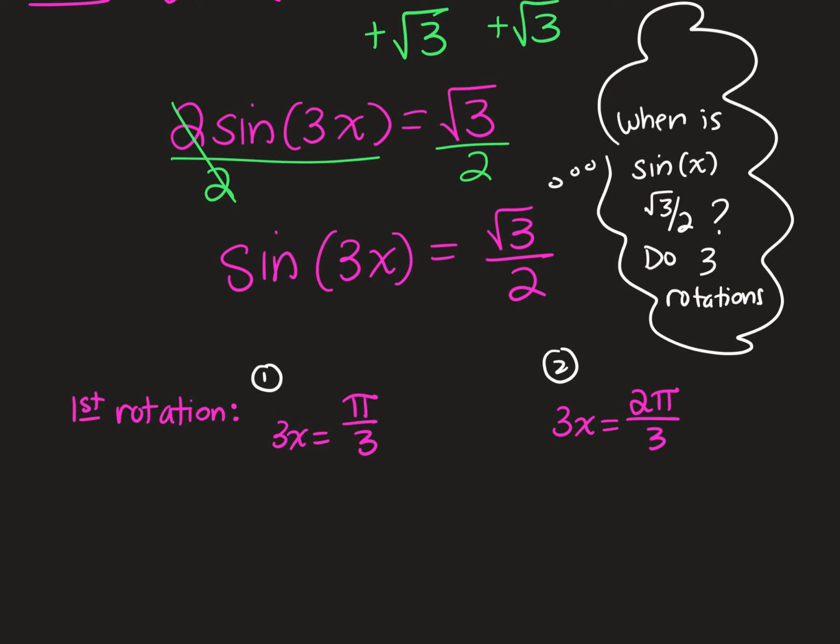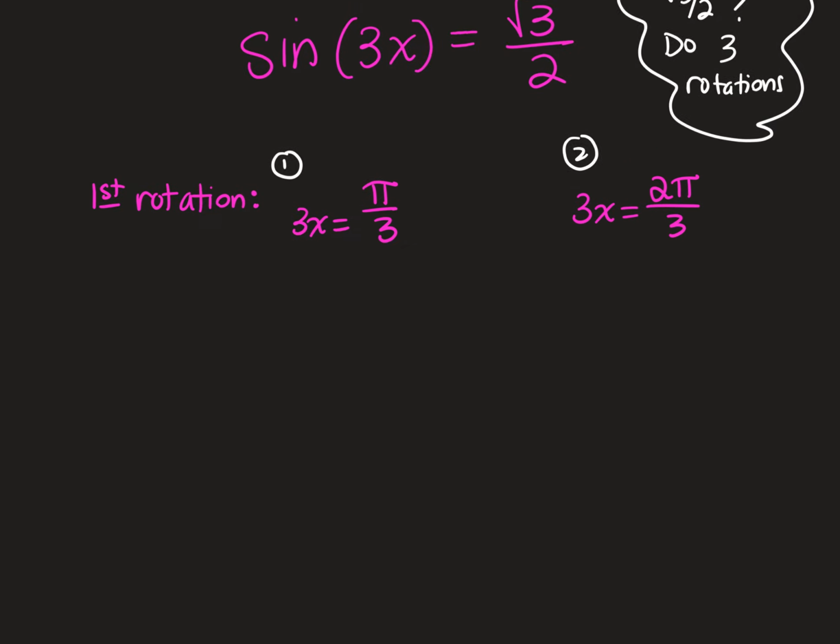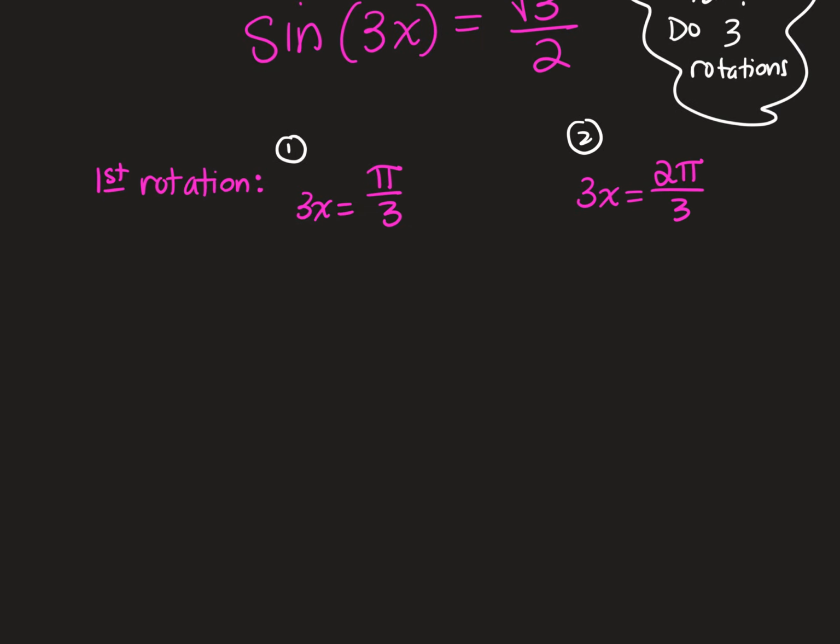Okay, so for each rotation, I'm going to get 2 smaller equations I have to solve. I do not recommend solving this until you have found all of the possible rotation angles, and then go back and solve them all at the same time. So that's my first rotation. My second rotation: now I need to think about when am I going to end up at pi over 3 and 2 pi over 3 after another rotation. So I'm going to add 2 pi to both of those angles.